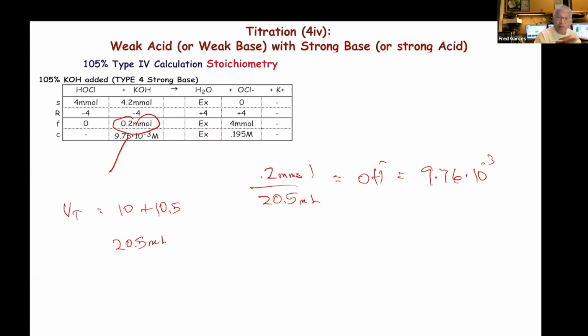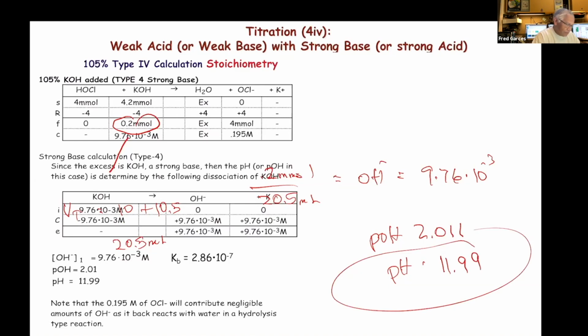If I take the negative log of that, no equilibrium involved now. That's just hydroxide directly. If I take the negative log of that, that happens to be 2.011, okay? But remember, that's pOH. In order to get pH, you got to subtract 14 from that. That's 11.99. Look at the answer right there, 11.99.